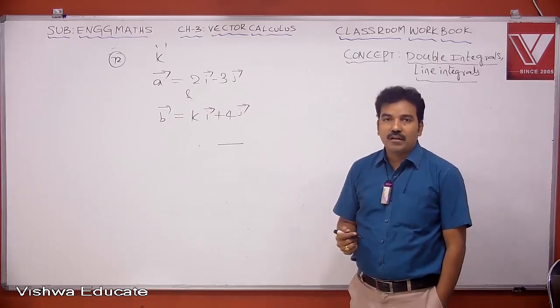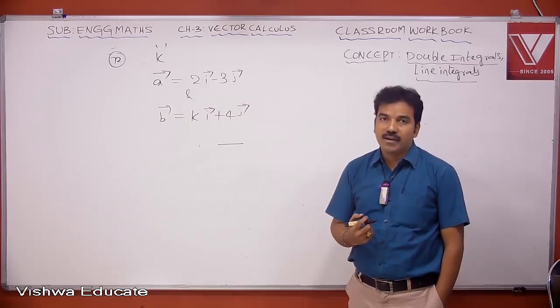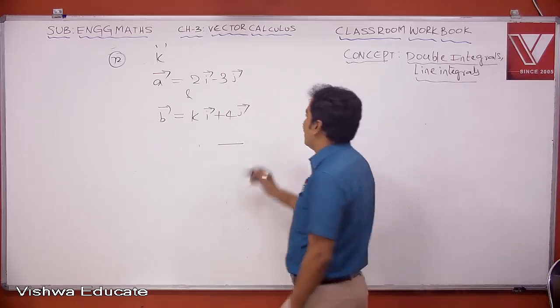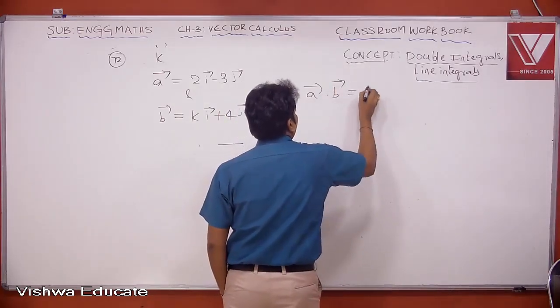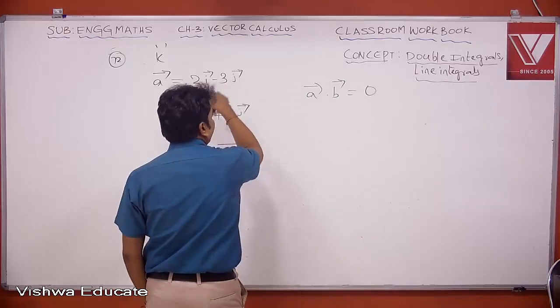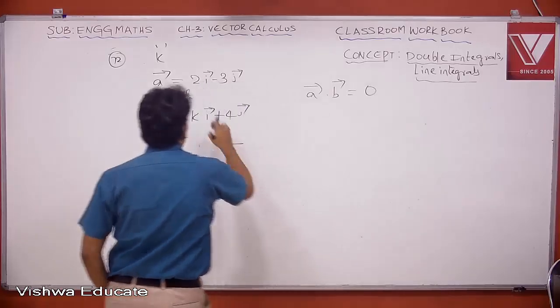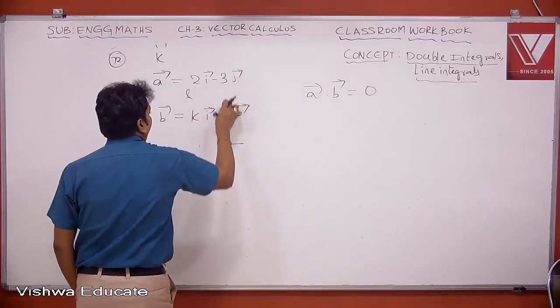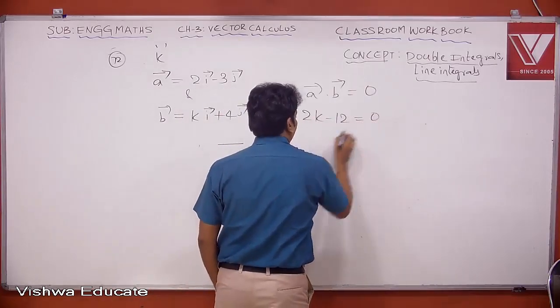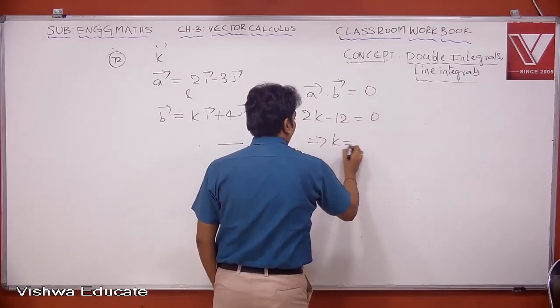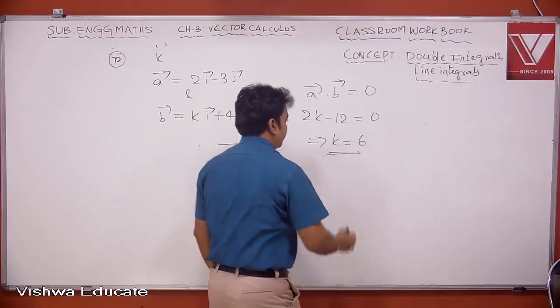We say that two vectors are orthogonal if the angle between them is 90 degrees. In simple words, just make the dot product equal to 0. When the dot product of two vectors is 0, then these vectors are orthogonal vectors. Find the dot product: 2 into k, 2k, minus 3 into 4. So this is 2k minus 12 equal to 0, which implies k equal to 6. Note this point.